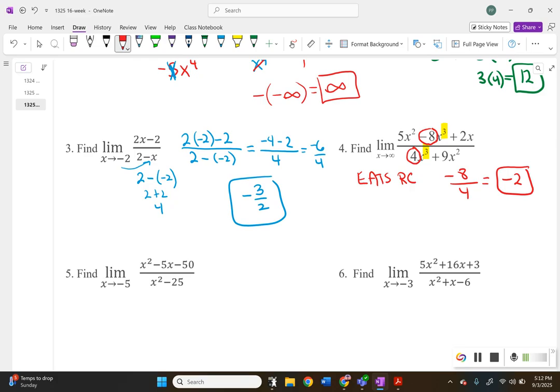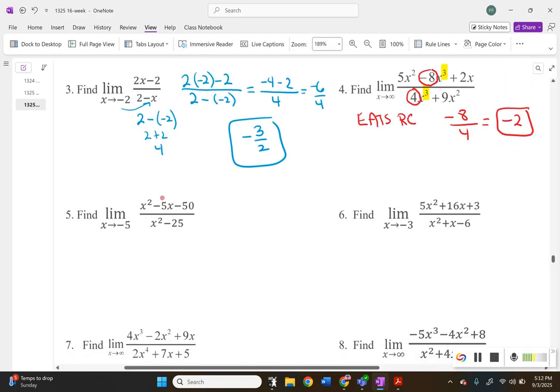Number 5, the limit as x approaches negative 5. The first thing we try to do is plug negative 5 straight on in. So we have negative 5 squared minus 25, which is 25 minus 25, which is 0. That's a problem. So I'm going to factor, cancel, and try again.